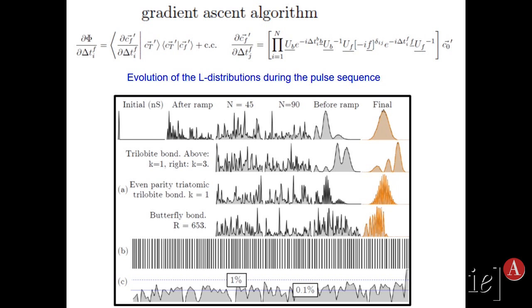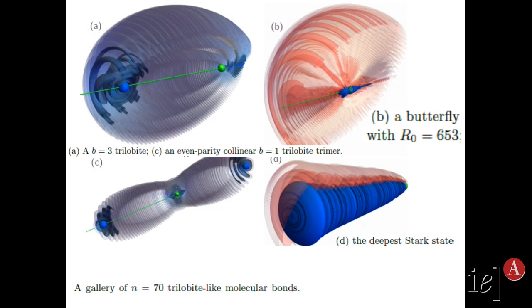So we also showed you could make a triatomic ghost molecule. Again, there's only one atom here, so these bonds are binding to nothing. Why you would want to do that, I don't know, but to me it was interesting that you could do that. And you could make the butterfly, you could also make a Stark state if you want, and they all look quite different.